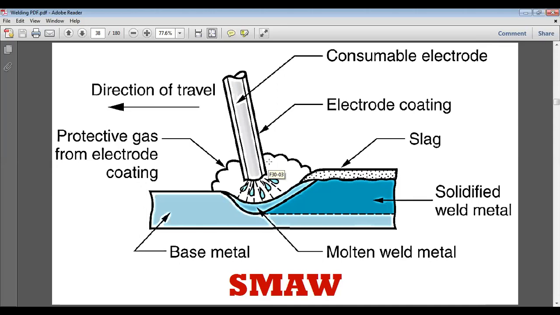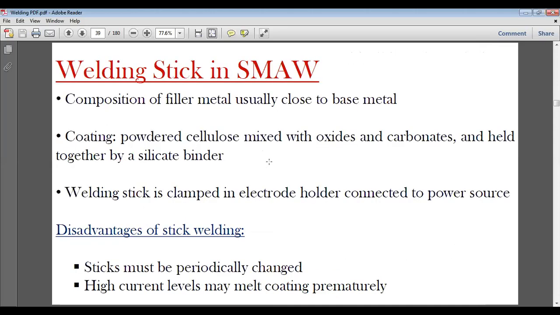So this was shielded metal arc welding. Now, for the welding stick in shielded metal arc welding, the composition of the filler metal is usually close to the base metal. This is also an important factor. The additional metal or consumable electrode that is used is almost similar to the base metal or parent metal, the two metals that we are combining together. Coating: powdered cellulose mixed with oxides and carbonates and held together by a silicate binder. The welding stick is clamped in an electrode holder connected to the power source.